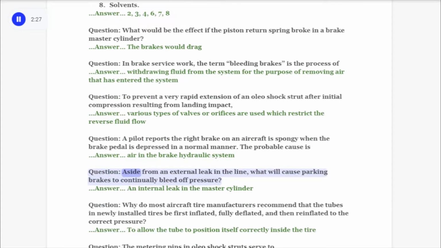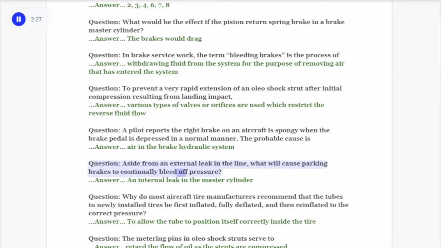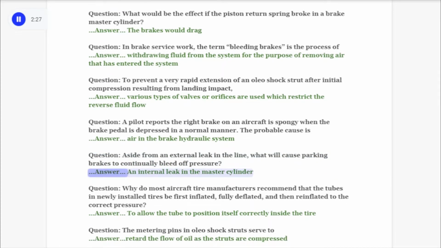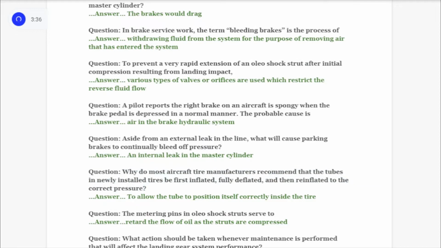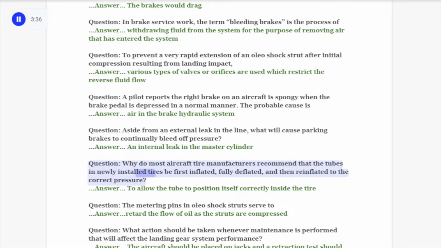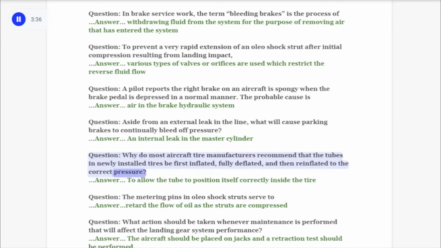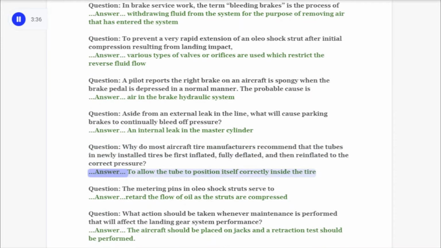Question: aside from an external leak in the line, what will cause parking brakes to continually bleed off pressure? Answer: an internal leak in the master cylinder. Question: why do most aircraft tire manufacturers recommend that the tubes in newly installed tires be first inflated, fully deflated, and then reinflated to the correct pressure? Answer: to allow the tube to position itself correctly inside the tire.